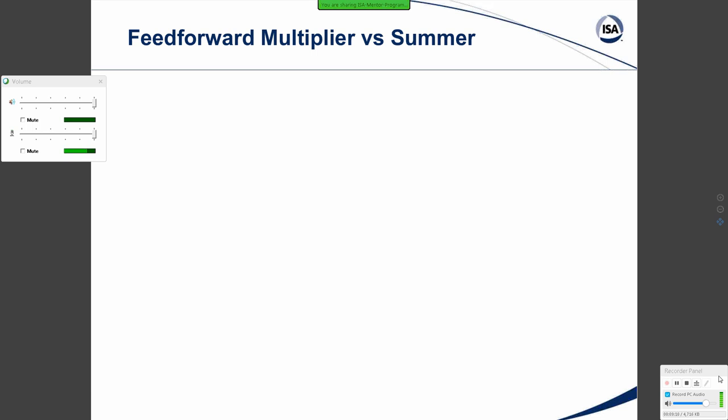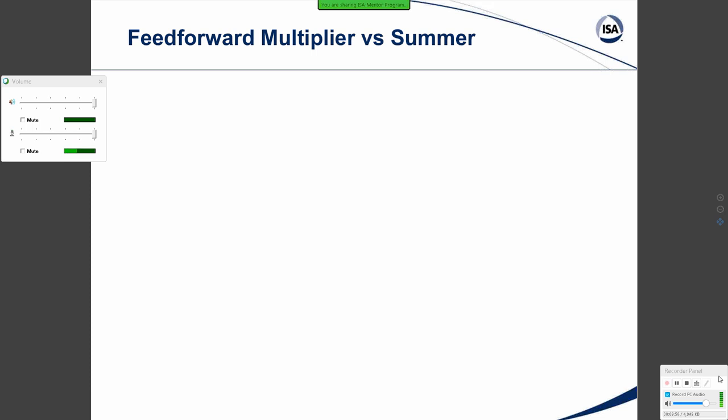One of the big questions is the feed-forward multiplier versus summer. When I first started to look at this as a young engineer, boy, that was a long time ago, back in the late 1970s, the conventional wisdom was that you do a plot of the desired manipulated flow versus feed-forward flow, and if the intercept is changing, you use a feed-forward summer. If the slope is changing, you use a feed-forward multiplier. And that's still what's out there in the literature. Unfortunately, that's not really the case.